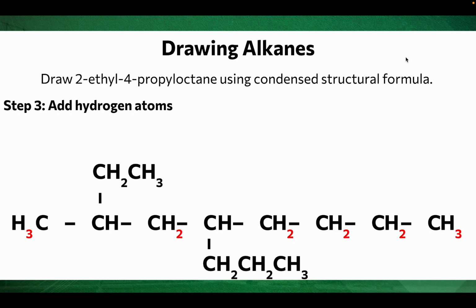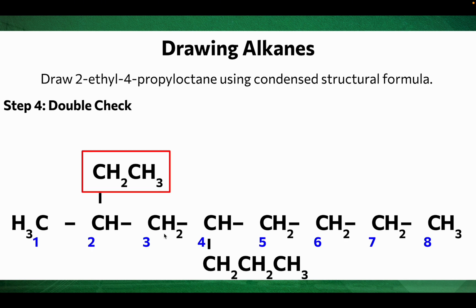Then you add the hydrogen atoms. So this is 1, so you put 3. This has 3, so you put 1 hydrogen. This is 1, 2, CH2, and so on and so forth. And you double check. You have 8 as octane. You have ethyl at carbon number 2, and propyl at carbon number 4. So this is the correct formula.